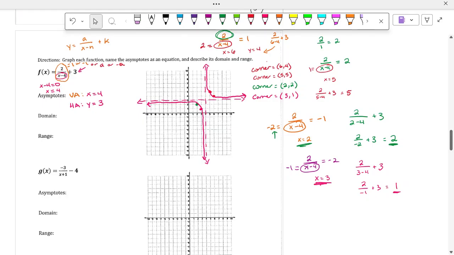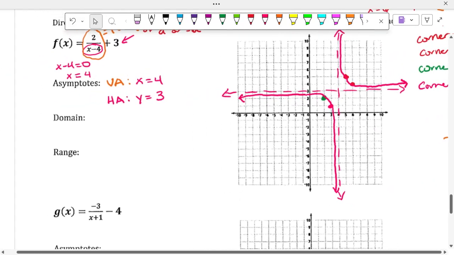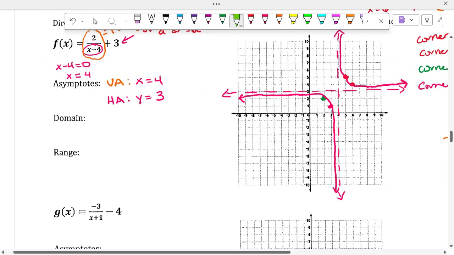Now, domain and range is really easy because it's just based off of your horizontal and vertical asymptote. So my domain would be what? Based off of our vertical and horizontal asymptote, domain would be using which asymptote? The vertical asymptote, because it has x equals. So how would I write my domain? All real numbers except x equals 4, or you could write it as negative infinity to 4 union 4 to infinity.